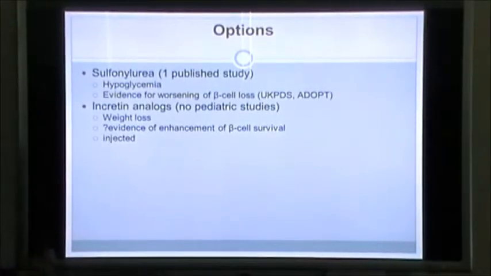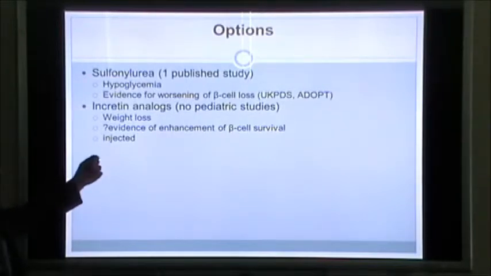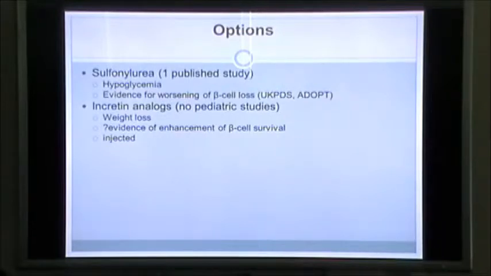Incretin analogs, there are no pediatric studies. They're interesting. They associate with some weight loss, although in my clinical experience, not so much. There's some evidence that they may enhance beta cell survival, so maybe they're useful. They are injected, which is a downside. But interesting, but no studies. There's a study going on that has been enrolling for 5, 6, 7 years now. It's got 50 kids enrolled.